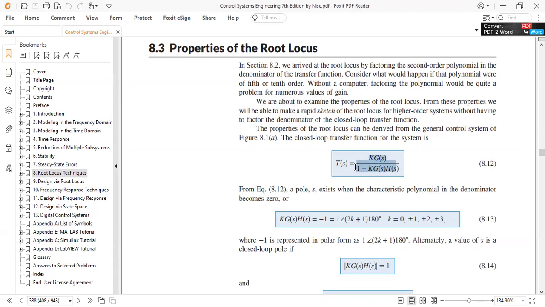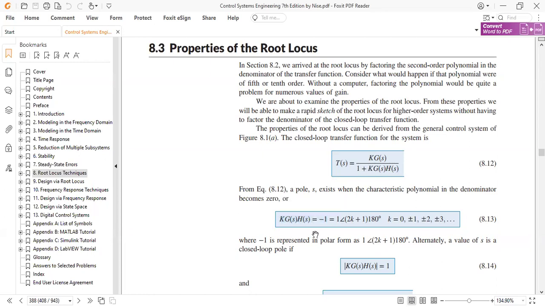So the roots of this denominator, 1 plus Kg of S H of S, are going to be the poles of our system. So in order to fulfill the condition of a root, any point should be satisfying the equation 1 plus Kg of S H of S is equal to 0. So that point would be considered as the root of this denominator. So in order to satisfy the condition of being a root, the point has to satisfy the equation 1 plus Kg of S H of S is equal to 0. So Kg of S H of S is equal to minus 1.